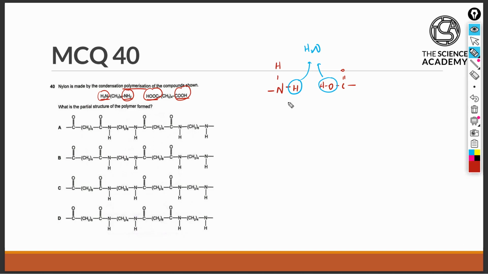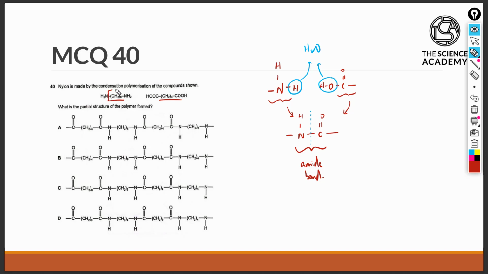The remaining part of the molecule will come together to form an amide linkage or an amide bond, where this half comes from the amine compound and the other half comes from the carboxylic acid compound. So according to the formula given, let's fill in the remaining part of the compound after forming the amide bond.